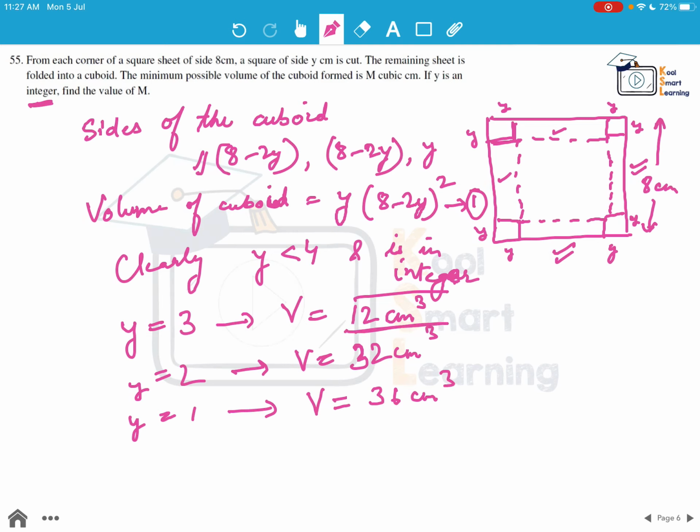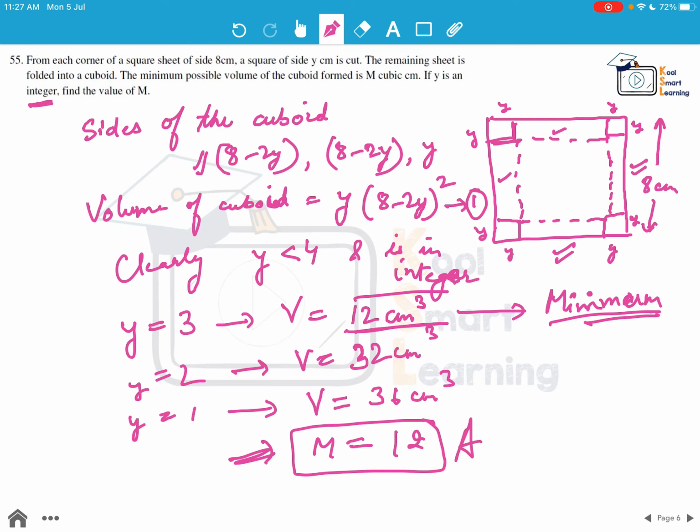Now what is the minimum of these three? Volume equal to 12 centimeter cube is the minimum. So this implies m is equal to 12. This is the answer to this question.